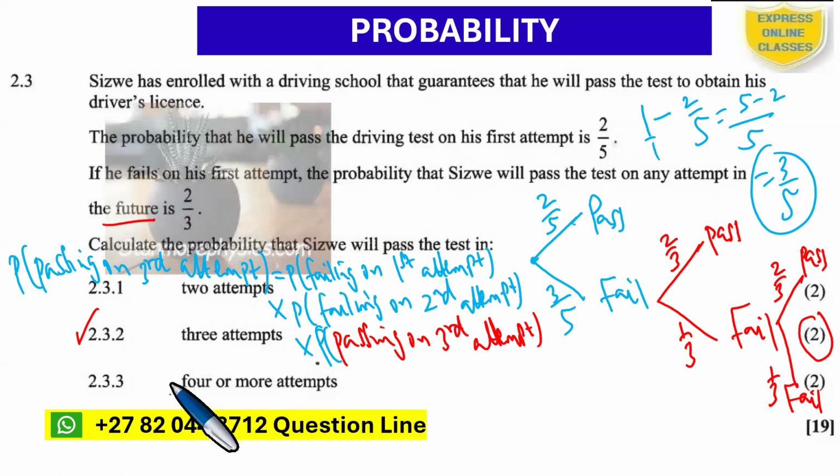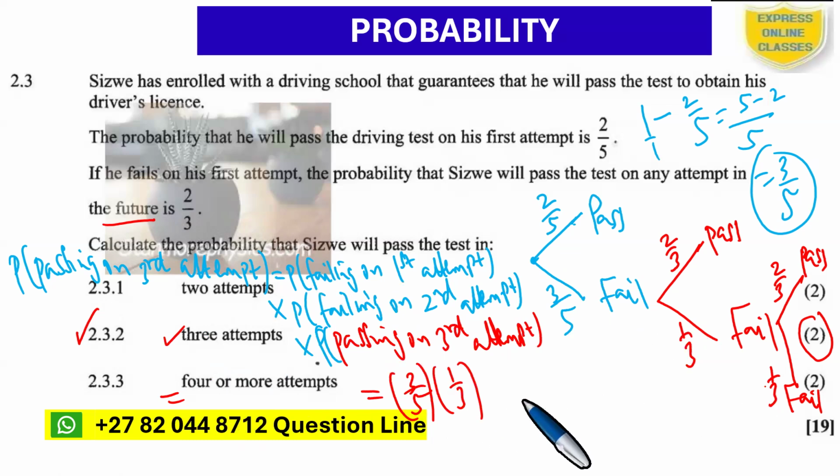So the probability of failing on 1st attempt, because for Caesar to pass in 3 attempts, he must fail. The probability of failing is what? The probability of failing is 3 out of 5. Then 2nd attempt, he fails, 1/3. 3rd attempt, he passes, 2/3. You multiply these things.